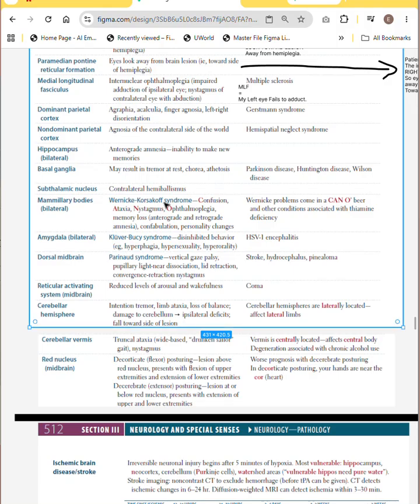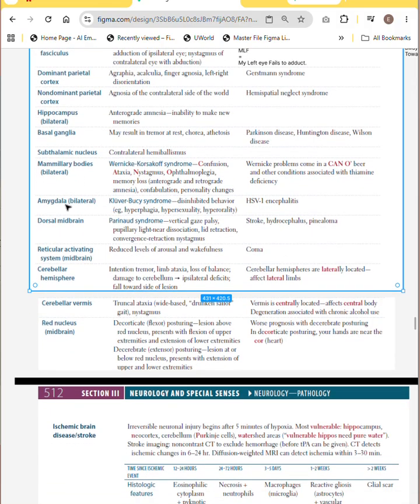Okay, so you have the Wernicke-Korsakoff syndrome. It leads to confusion, ataxia, nystagmus, ophthalmoplegia, memory loss, anterograde and retrograde amnesia, confabulations, and personality changes. That's your mammillary bodies, right? They're present bilaterally. And then you have the amygdala. Amygdala is also present bilaterally. This is the fear center or the aggression center, right?